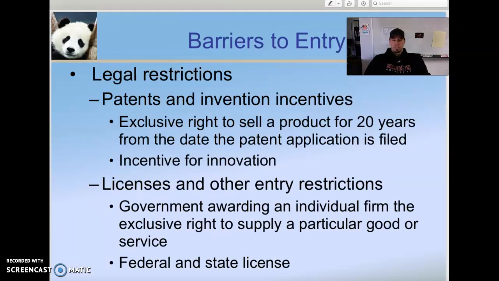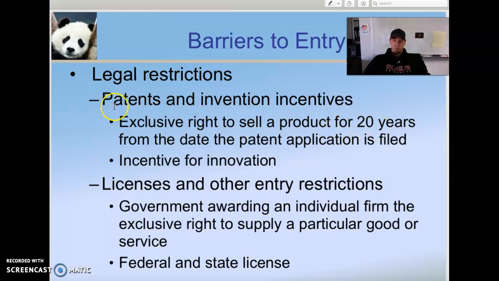When it comes to legal restrictions, you have probably heard of the word patent before. A patent is a legal device that allows you to have exclusive rights to sell a good or service that you have created or come up with for 20 years. It used to be 17. I believe it has been increased up to 20 now.